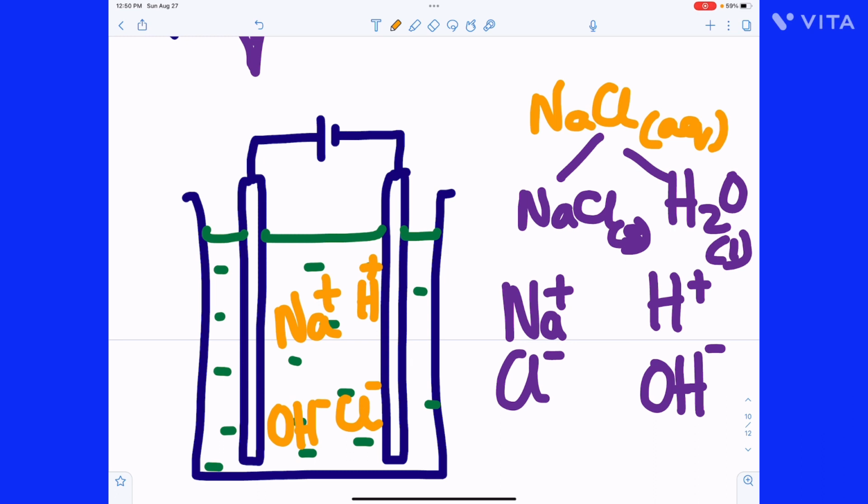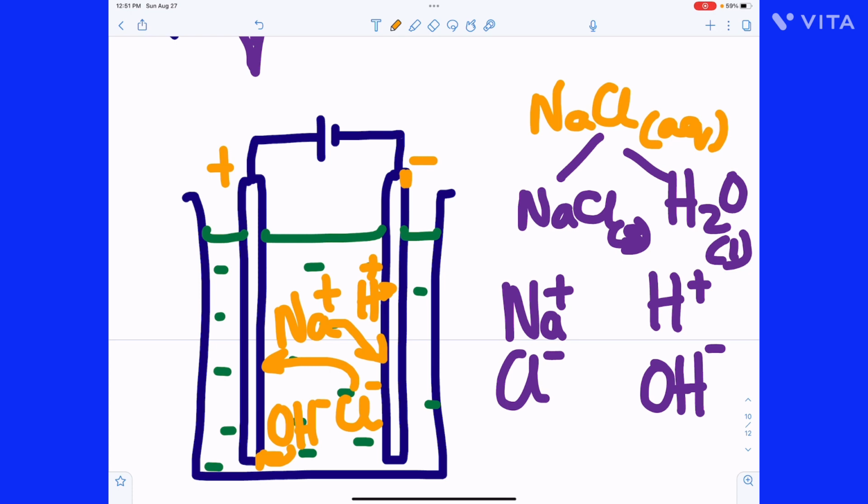Now, since your cell has been connected to an external source of electricity, there will not be delocalized motion again. Anions will now drift towards the anode. This is the anode. This is the cathode. So Cl- and OH- will drift towards the anode. Cations will drift towards the cathode. Na+ will drift towards here. H+ too will drift towards the cathode.